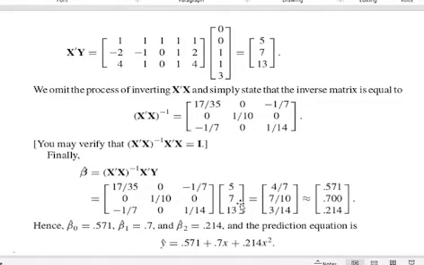You're going to get 3 results. The first one will be beta naught cap. The second one is beta 1 cap. The third one is beta 2 cap. Then this is the model. Any question on that? That is the model. Any question?